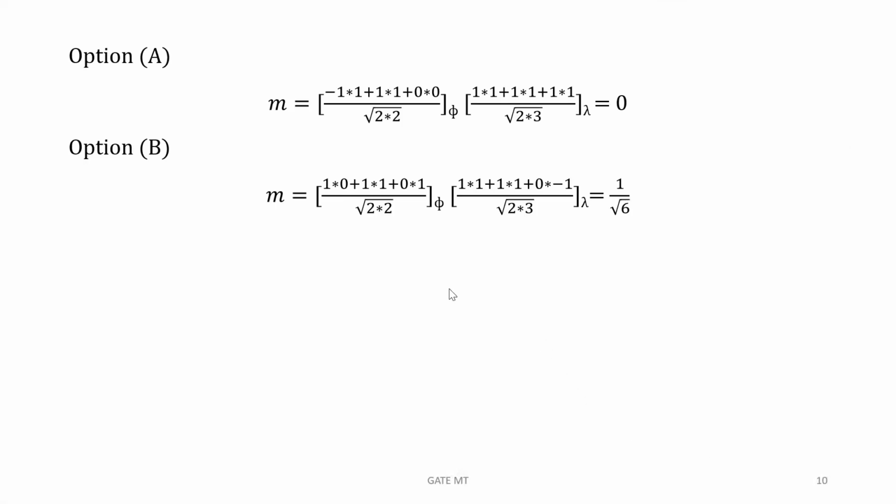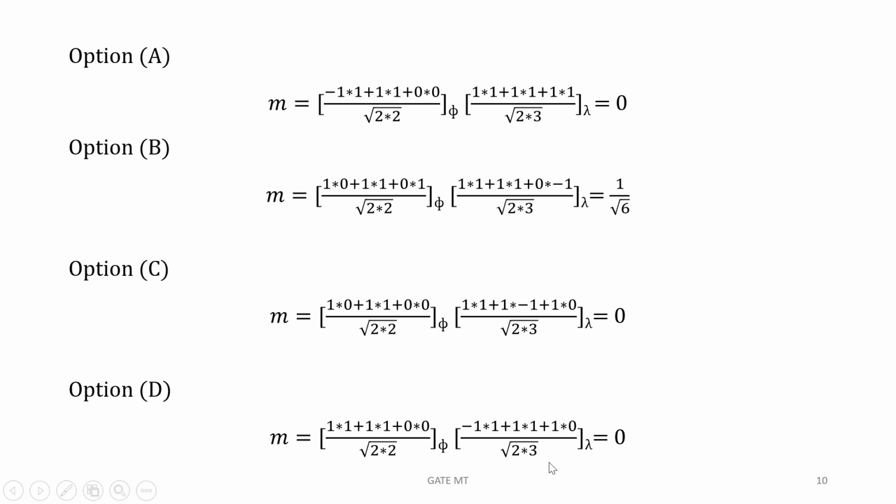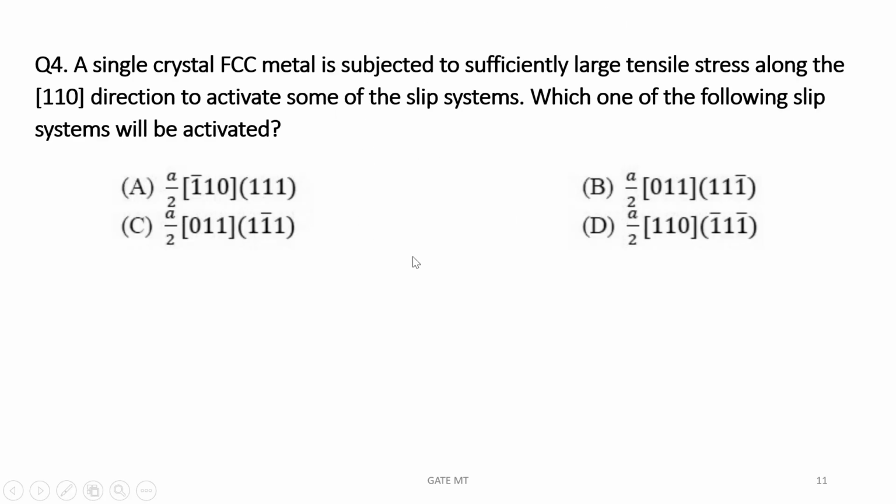So for each of the options, we have to substitute u1, v1, w1 and u2, v2, w2. For option A, it will be 0. Please note, for option B, while substituting, you will be getting 1 by root 6. For option C, it is again 0. And for option D, it is again 0. So initially we had told that whenever the Schmidt factor is non-zero, the slip will get activated on that particular plane in that particular direction. Therefore, our answer will be option B, right? So option B, which one of the following slip systems will be activated? The direction 0, 1, 1 and the plane 1, 1, 1 bar will be activated.